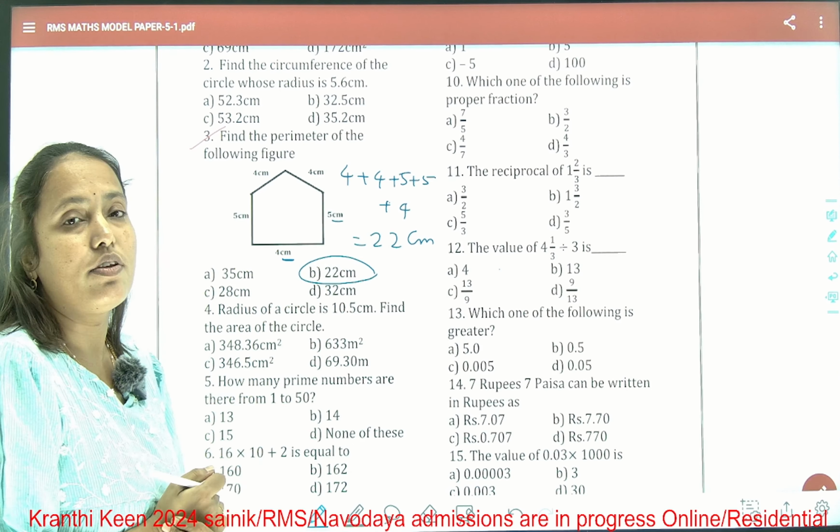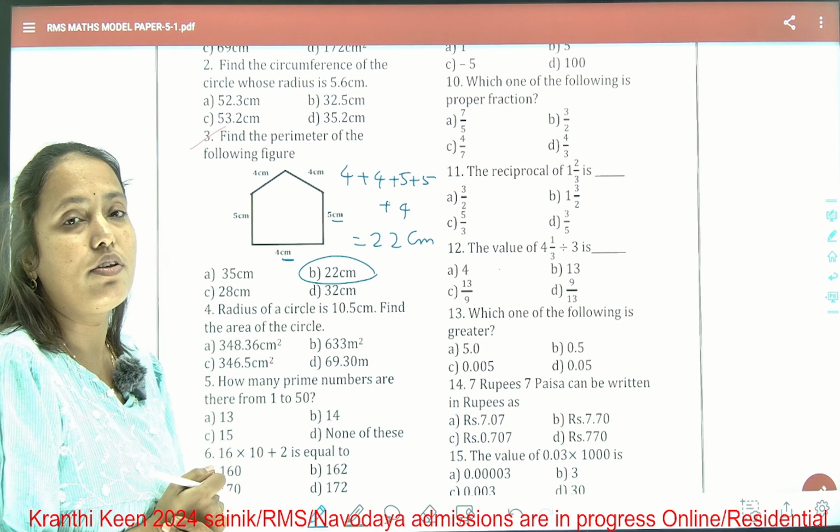What is the reciprocal of 1 2 by 3? Children will make a small mistake here; they will directly take nothing. Reciprocal they know: the numerator becomes the denominator, and the denominator becomes the numerator. So they will keep this 1 the same and reverse the 2 by 3. In the options they gave that answer. Most of the children do this wrong actually. They will directly write 1 3 by 2.